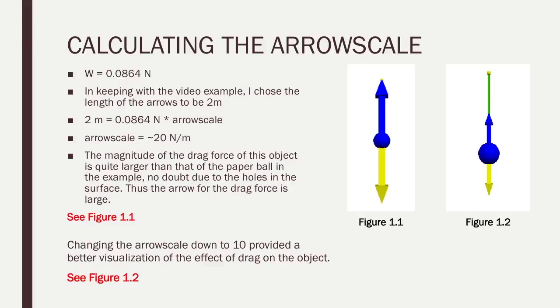So in order to visualize the effect of drag on the object better, I changed the arrow scale down to 10, and as you can see in figure 1.2, it just provided a better visualization of the effect of drag on the object. So that is what I did for Lab 2.